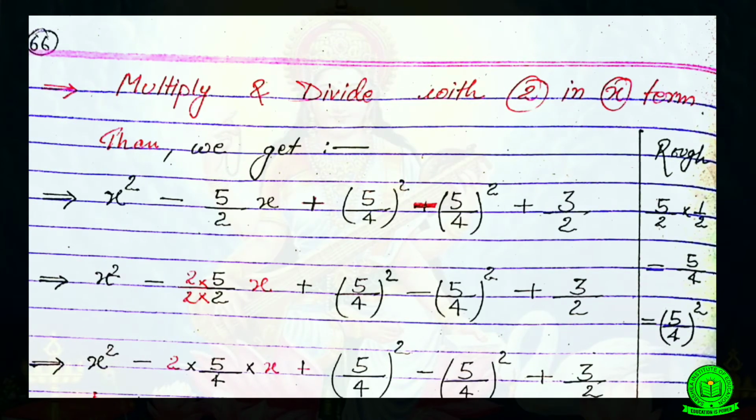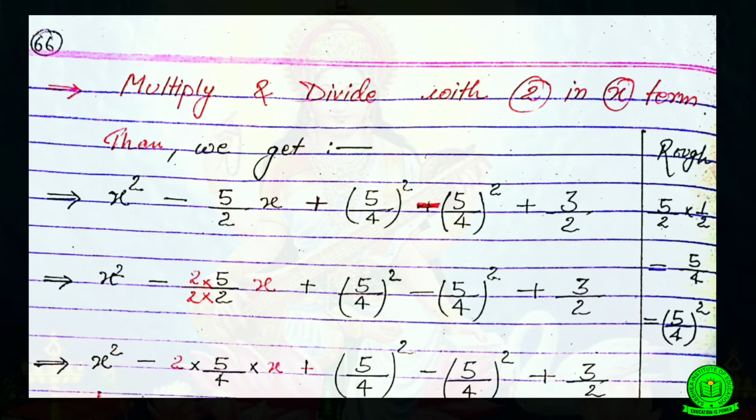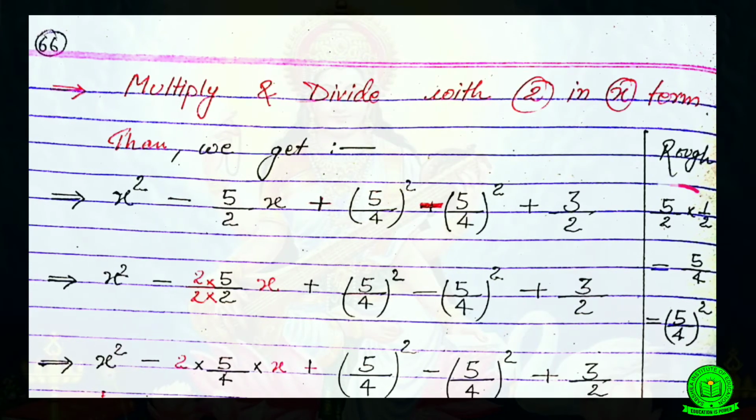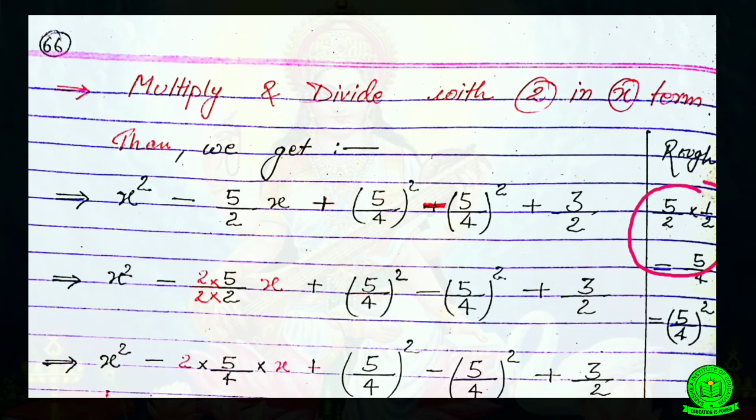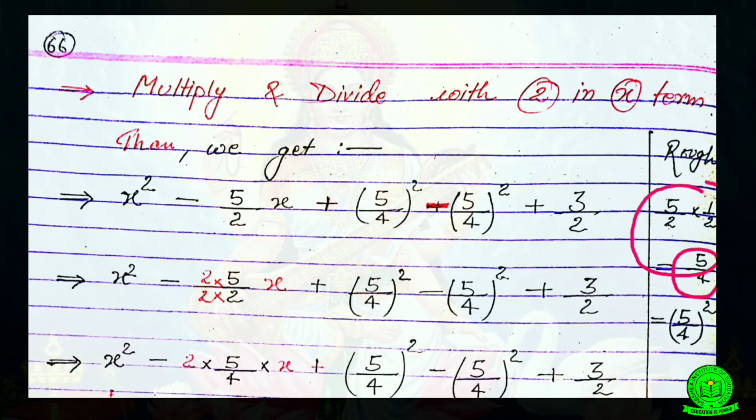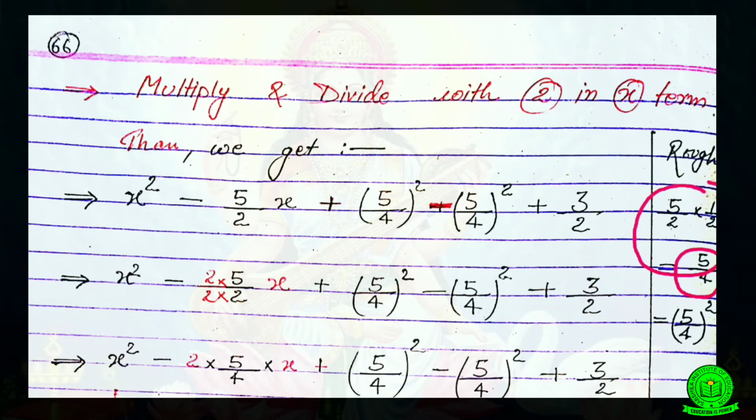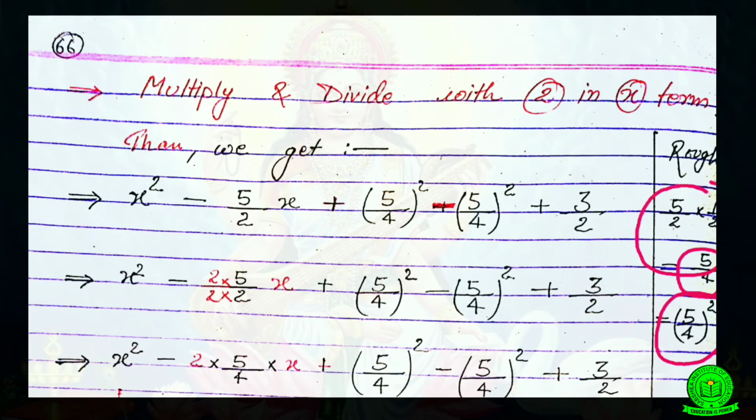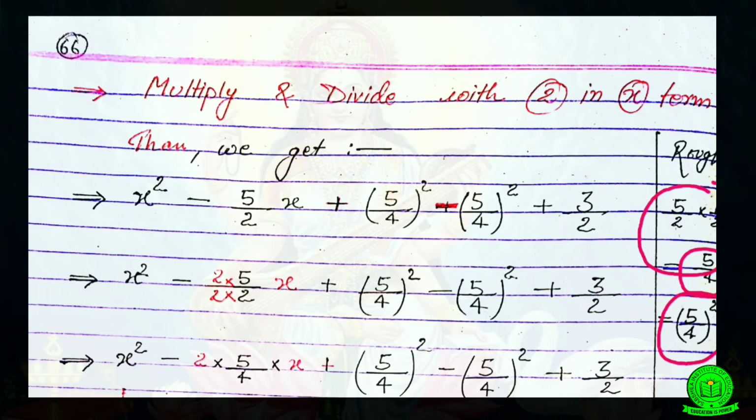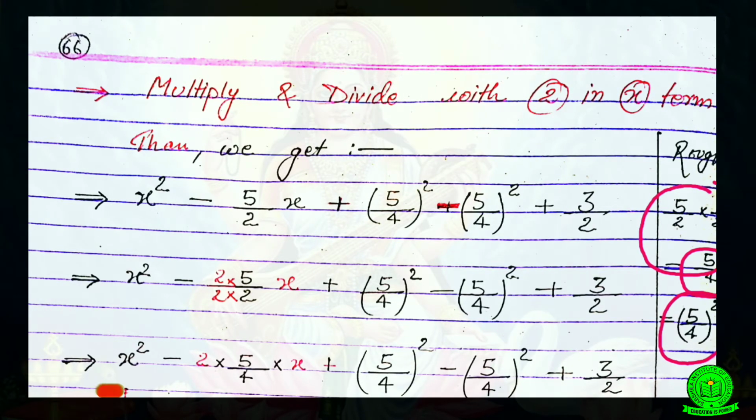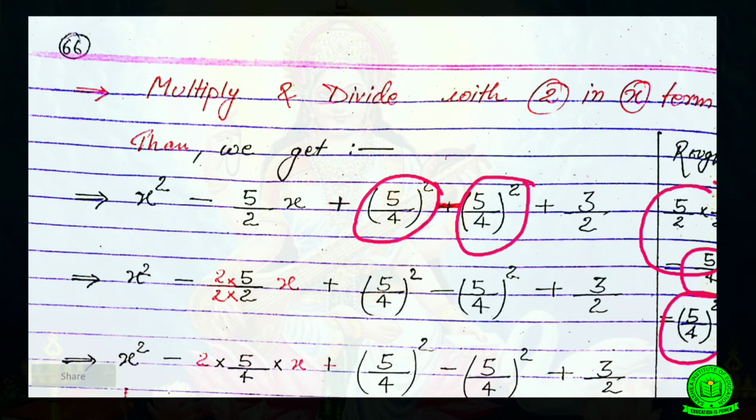Now according to the steps, we have to multiply 1 by 2 to the 5 by 2, then we will get 5 by 4. If you find the square of 5 by 4, then you will get 5 by 4 to the power 2, that is, whole square you can write. The step is saying to add the square of 5 by 4 and subtract the square of 5 by 4. One more step is there, that is multiply by 2 to the x term.